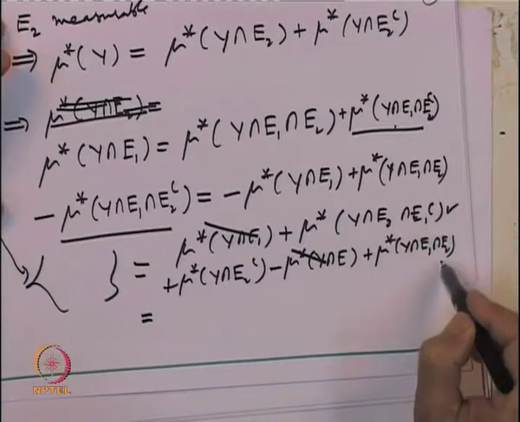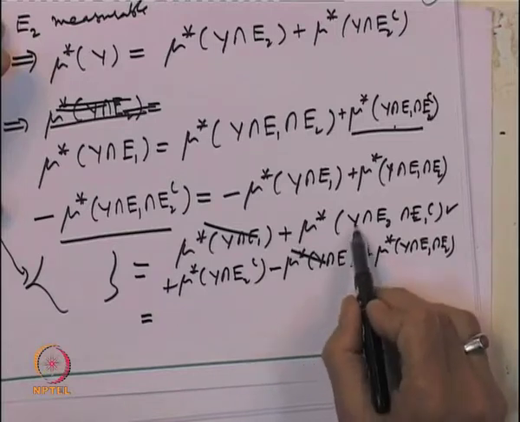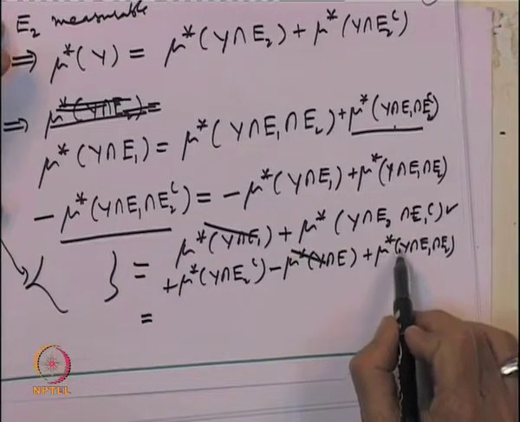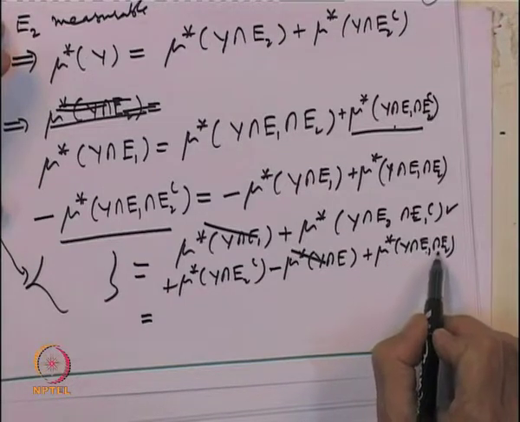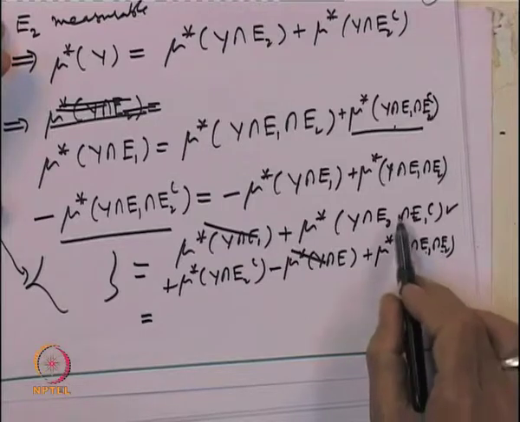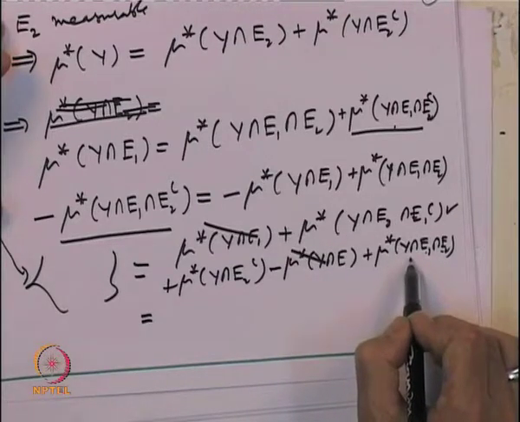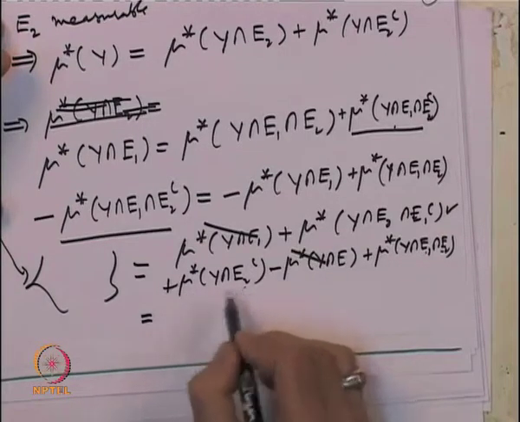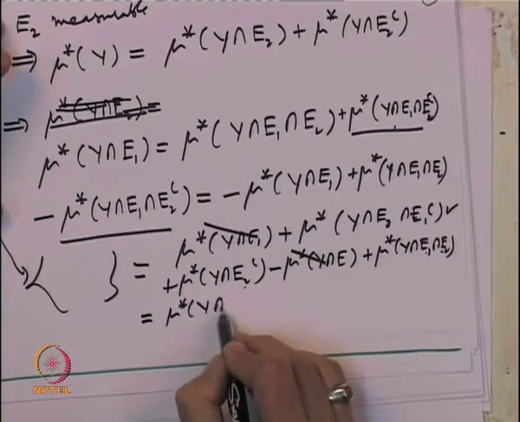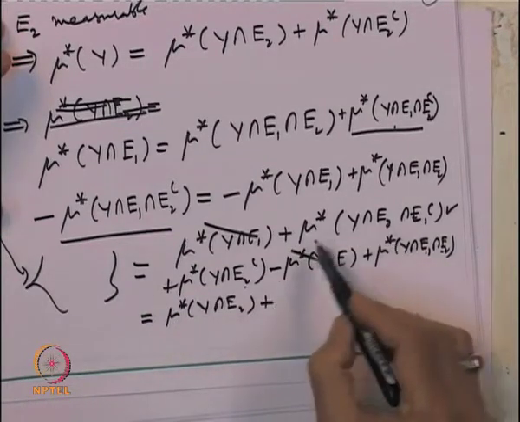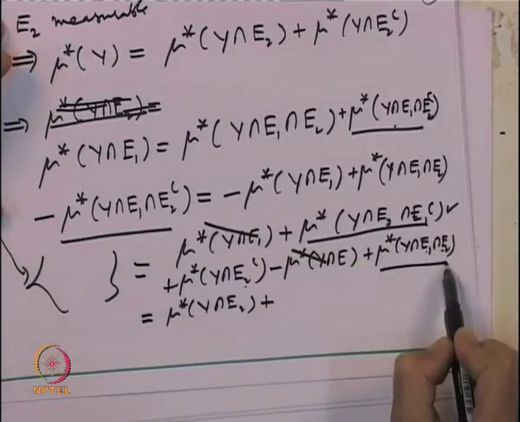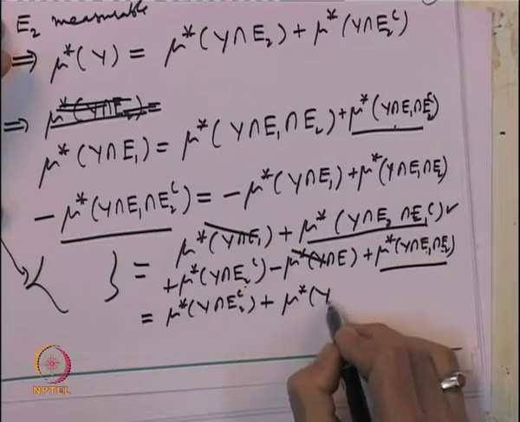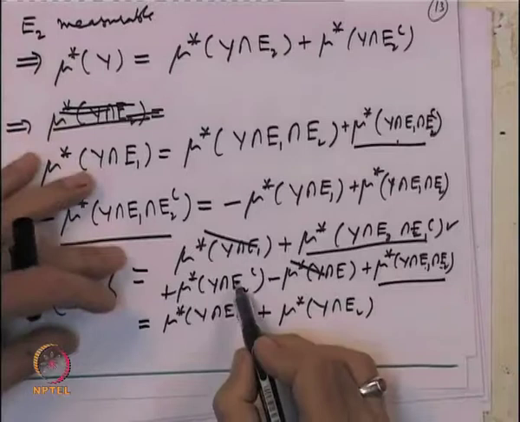So, look at these two terms. It is mu star of y intersection E 2 intersection E 1 complement plus mu star of y intersection E 1 and E 2. These two terms are nothing but mu star of y intersection E 2. And one term is here. So, this is mu star of y intersection E 2 plus, what I am saying is that this plus this term is nothing but mu star of y. So, this is mu star of y intersection E 2 complement. Is that clear? This term as it is.